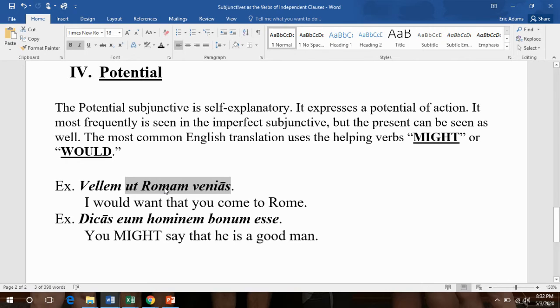This directly comes from a Catullus poem in which Catullus is writing to his friend, wanting his friend to come and visit him. Potentially, I would want, and what is that thing? Not candy, not money, but an action, that you come to Rome. But this is your potential subjunctive. And secondly, you might say, and then here we have an indirect statement, which has an accusative subject, infinitive verb. You might say that he is, esse, a bonum hominem, a good man, and thus that is the potential subjunctive.